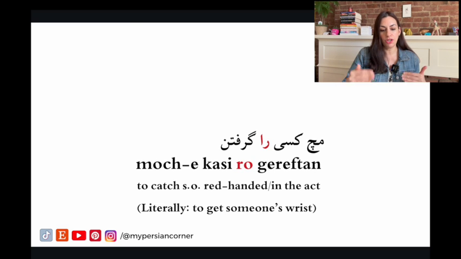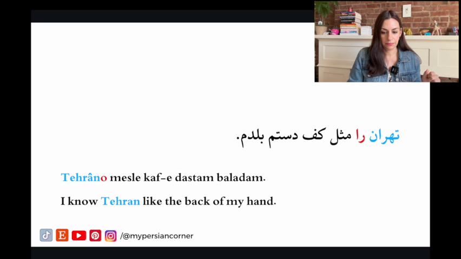And this just kind of goes along with this idiom. It follows this pattern of مچ کسی را گرفتن, right? Or مچ کسی رو گرفتن. So you're always going to have a رو here. تهرانو مثل کف دستم بلدم. I know Tehran like the back of my hand or the palm of my hand, as we say. So Tehran is our proper noun here. تهرانو مثل کف دستم بلدم.